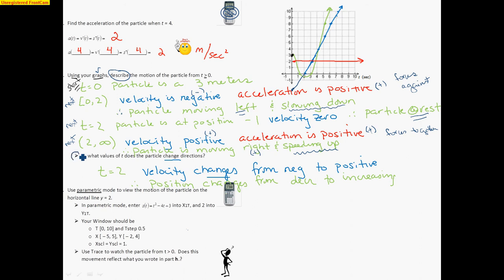Now the next thing I asked was, at what values of t does the particle change directions? There was only one event where that happened, and that was when time equals 2. When they ask you to justify that, you cannot say, I looked at the graph, the green graph turns around. That is true, and I'm glad you're looking at the graph, but on a calculus test, they're not going to accept that. And that's in the directions of the AP exam.